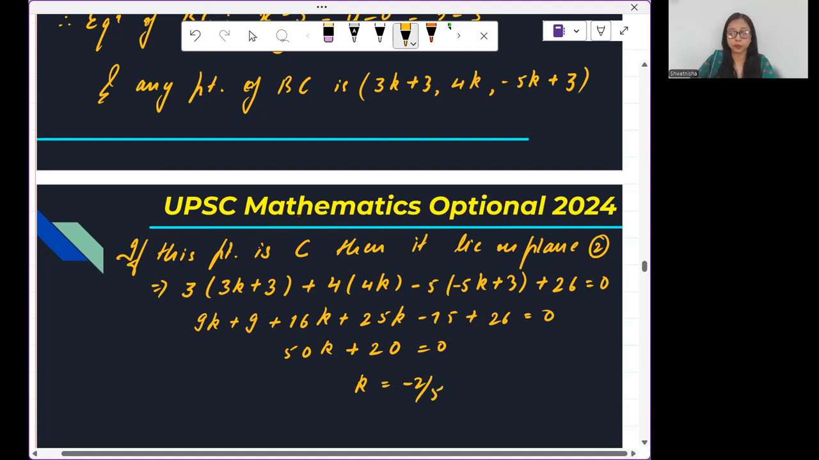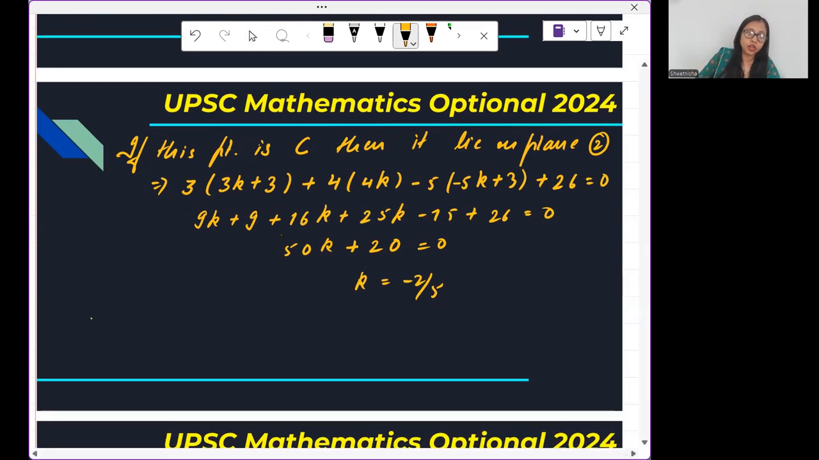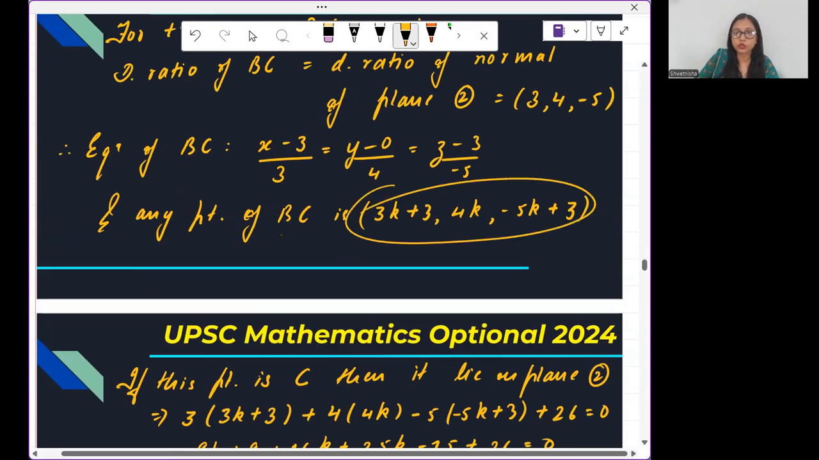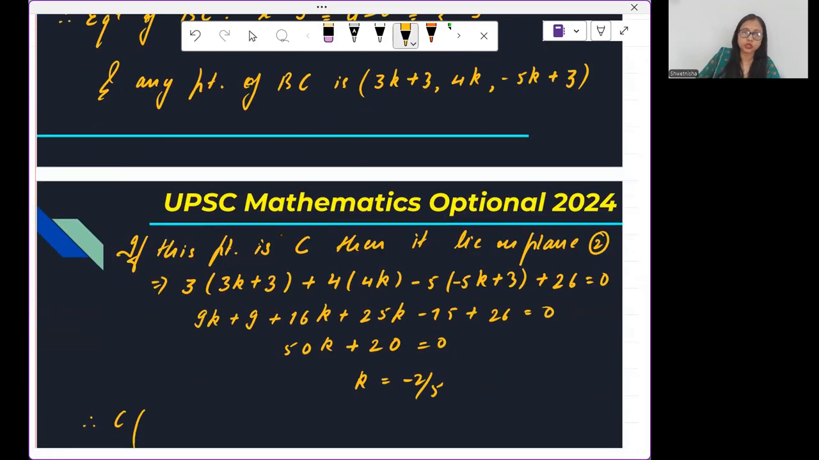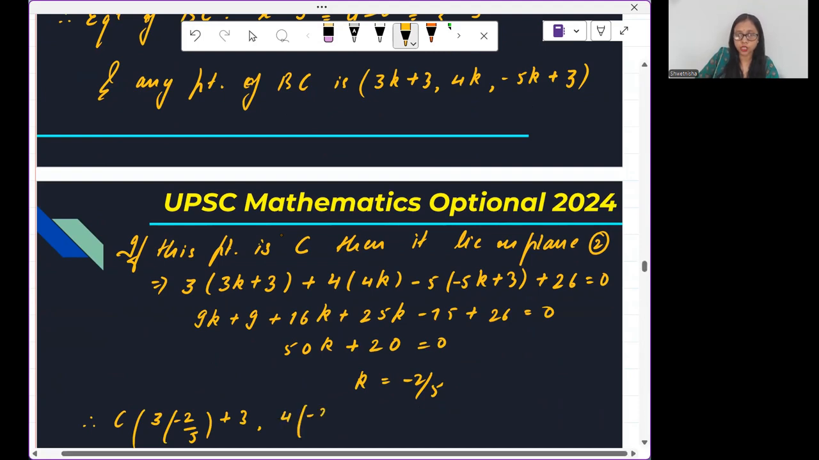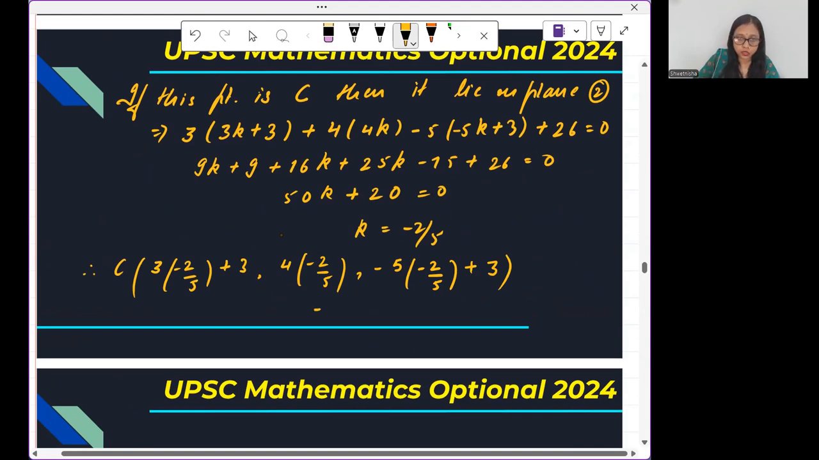This gives me the foot of the perpendicular. Okay. Therefore, C will be equals to, in this point, you substitute k as minus 2 by 5. So this is 3 times minus 2 by 5 plus 3 comma 4 times minus 2 by 5 and minus 5 times minus 2 by 5 plus 3. That is equals to, solve it. It is going to be 9 by 5 and it is going to be minus 8 by 5. It is going to be 5. So this is C point.